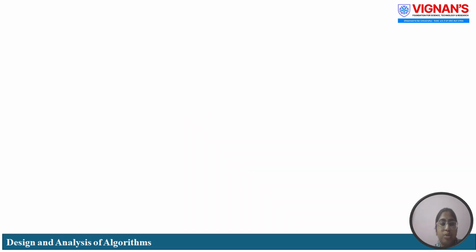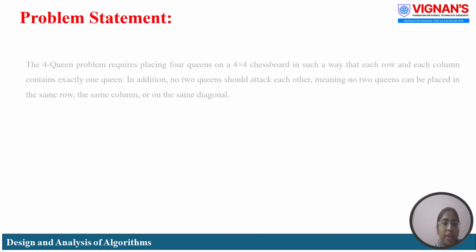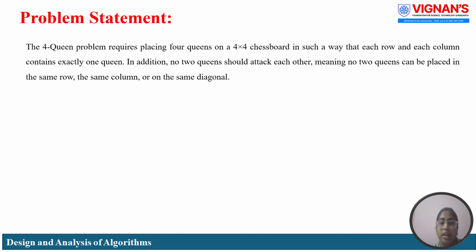Here we will try to solve the 4 queen problem. The 4 queen problem requires placing 4 queens on a 4 by 4 chessboard in such a way that each row and each column contains exactly one queen. No two queens should attack each other, meaning no two queens can be placed in the same row, same column or on the same diagonal.